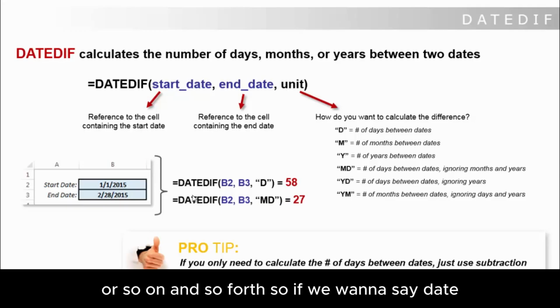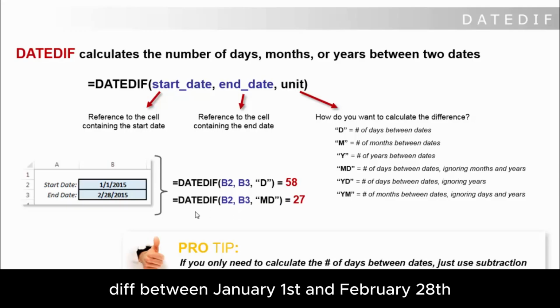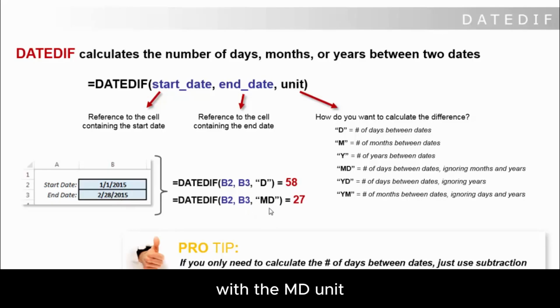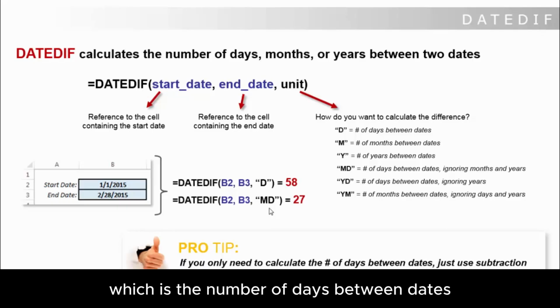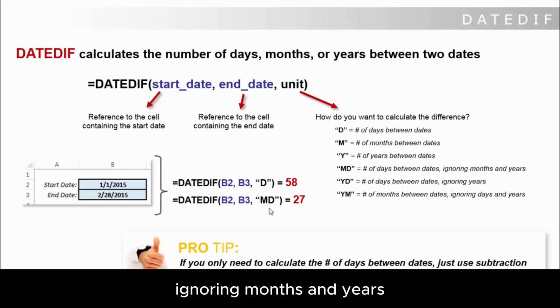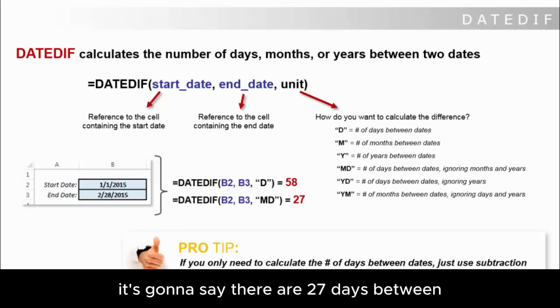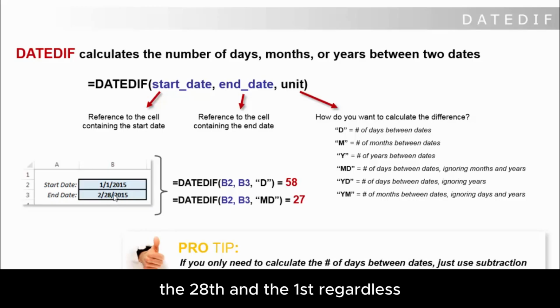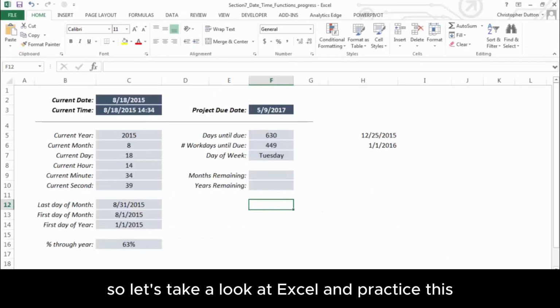So if we want to say DATEDIF between January 1st and February 28th with the MD unit, which is the number of days between dates, ignoring months and years, it's going to say there are 27 days between the 28th and the 1st, regardless of whether I'm looking at a different month or a different year. So let's take a look at Excel and practice this.